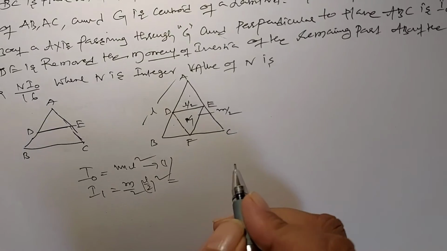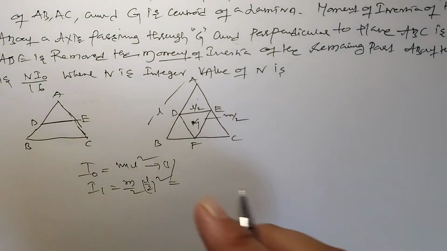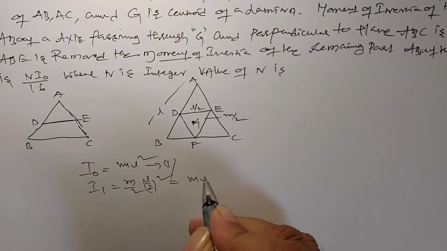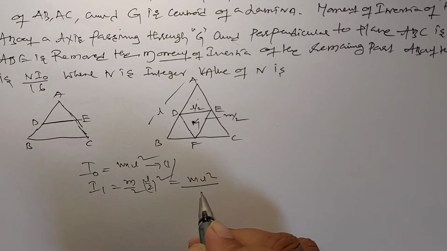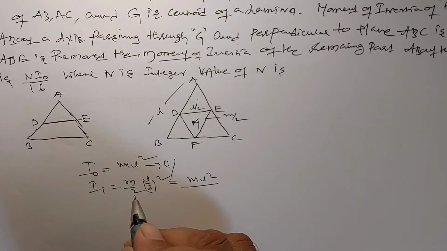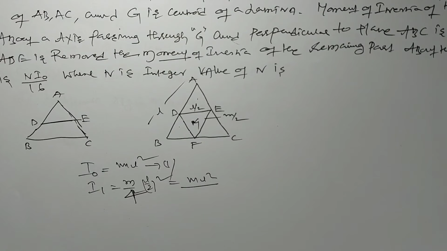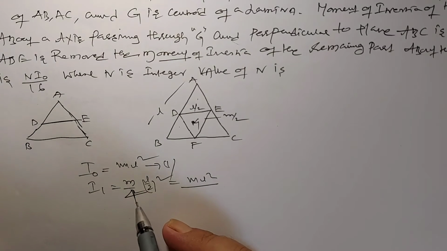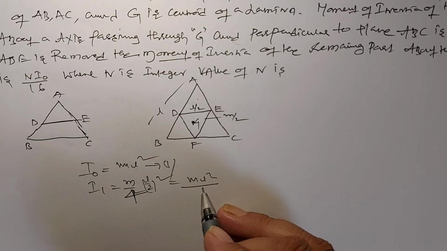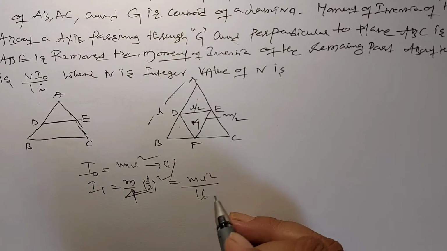Sorry, this mass is m by 4. Total mass is m. The mass of the plane lamina is divided into 4 equal plane laminas, each of mass m by 4. So the moment of inertia of this one is m by 4 into L by 2 whole square, that is equal to ml square by 16.